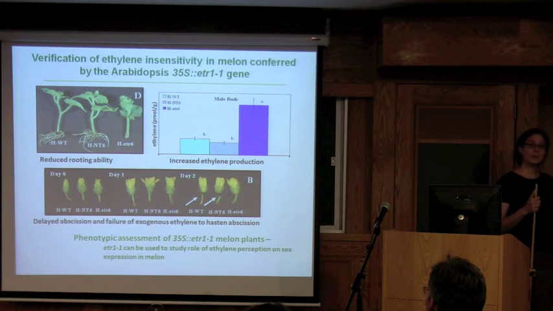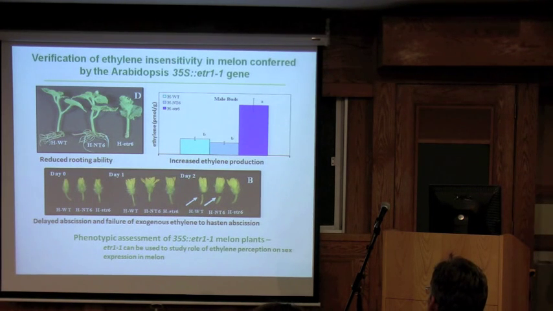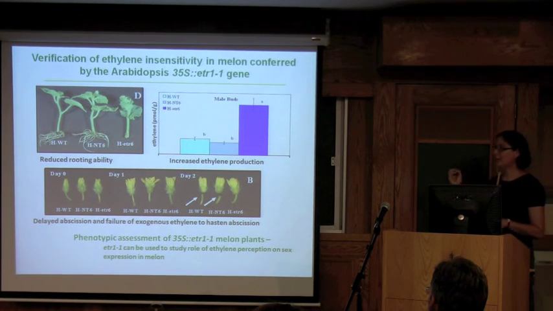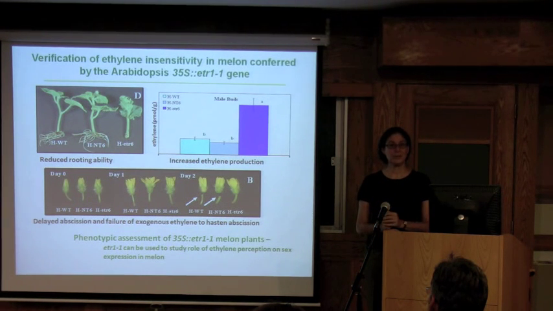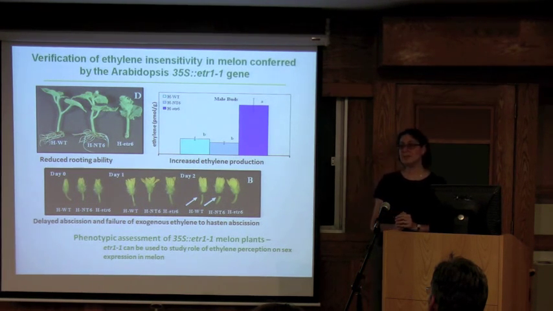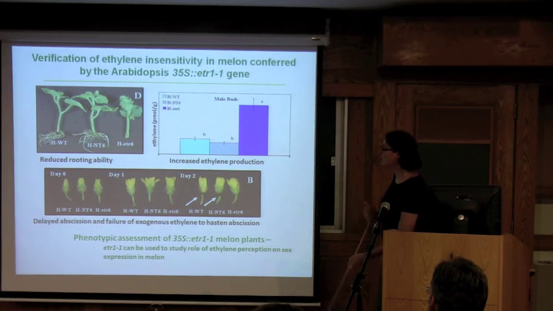Looking first at the 35S, or constitutive, expression, we wanted to know whether the gene inhibiting ethylene perception in Arabidopsis would indeed inhibit ethylene perception in melon. And we were able to see several phenotypes that confirmed this.